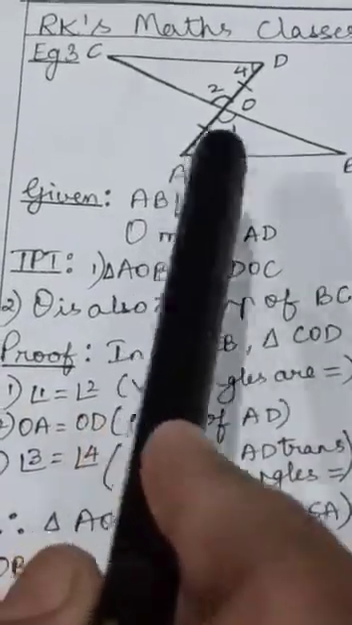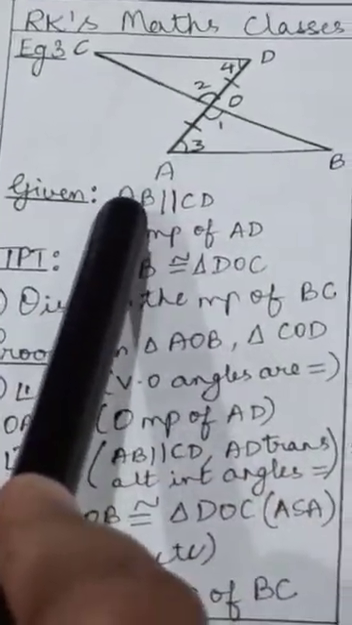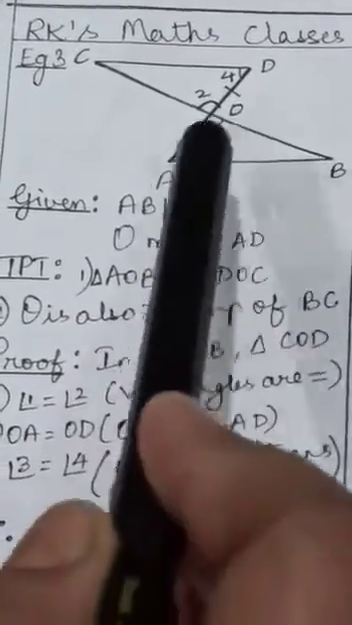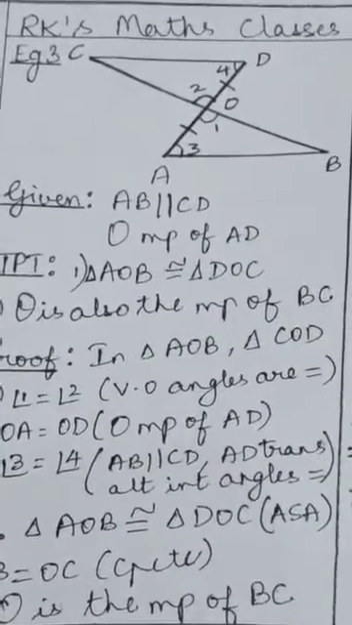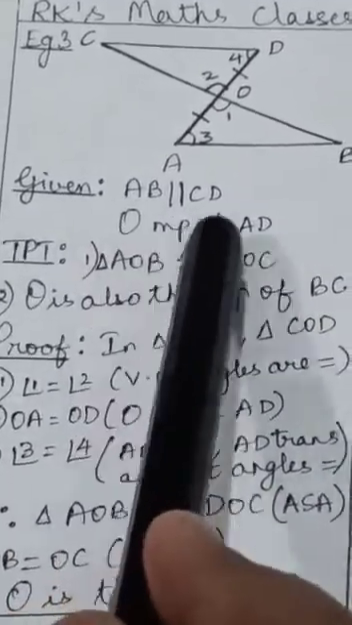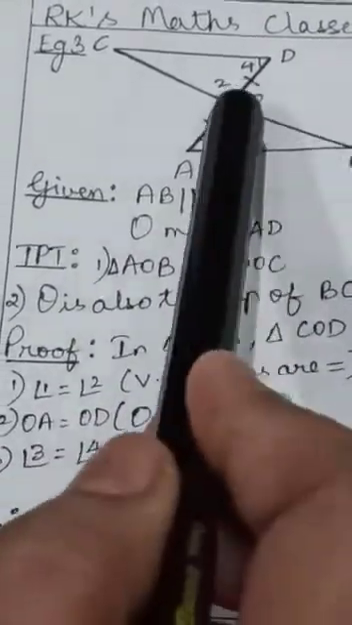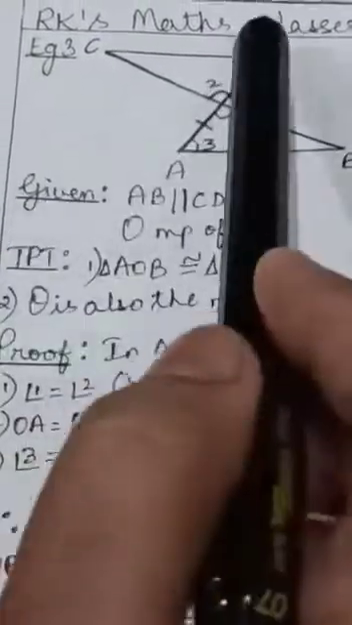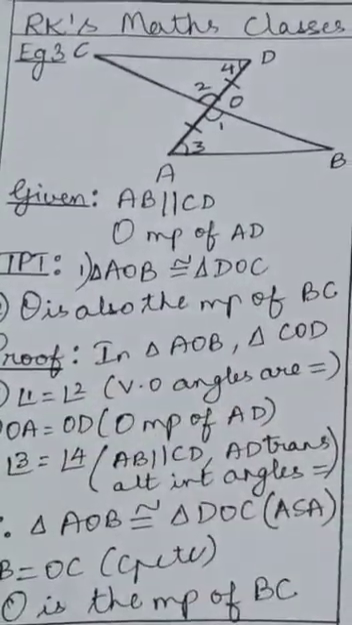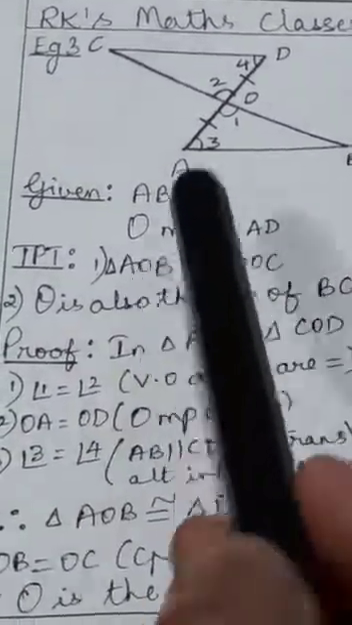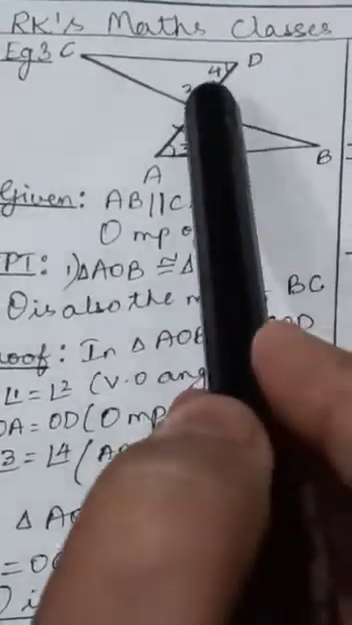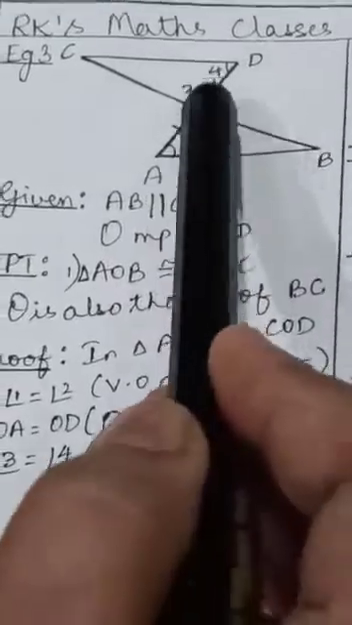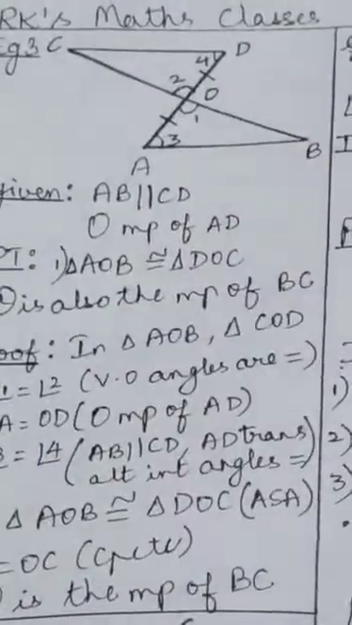So in this figure, we are given that AB is parallel to CD. See here, the line segment AB is parallel to the line segment CD. O is the midpoint of AD. See here, this point O is the midpoint of the line segment AD. So what do we understand from that? OA is equal to OD. Because O is the midpoint of AD, it means OA is equal to OD.